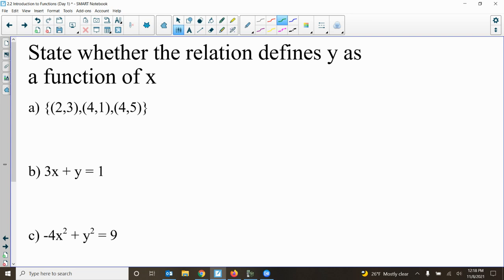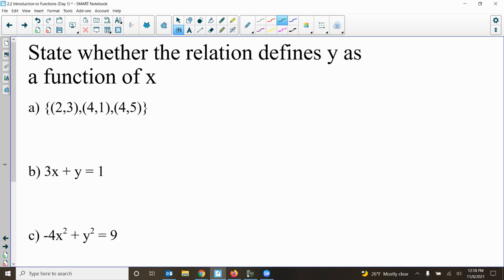Look at that first set of points: 2, 3, 4, 1, and 4, 5. Not a very interesting set of points. Okay. Is that right there a function?